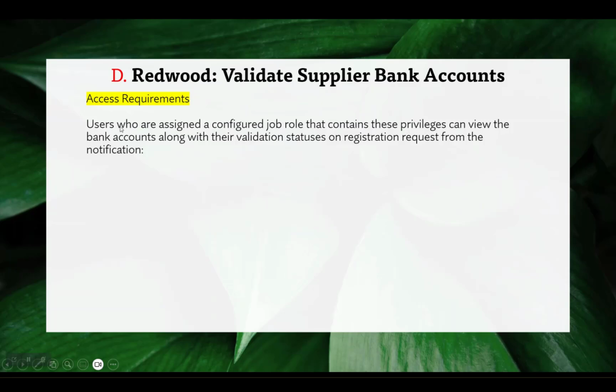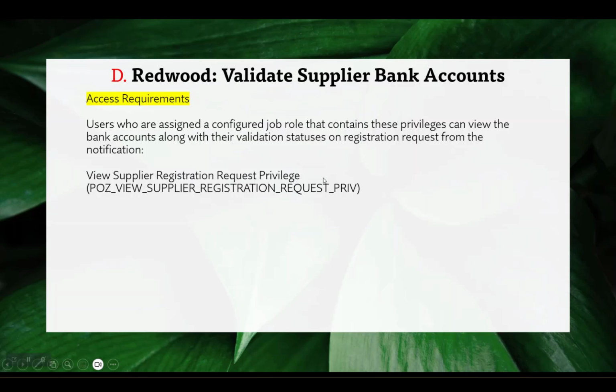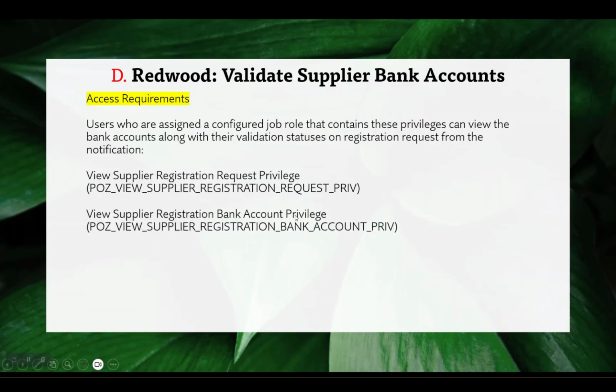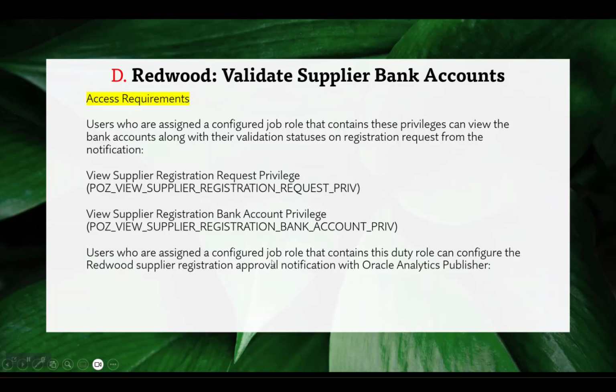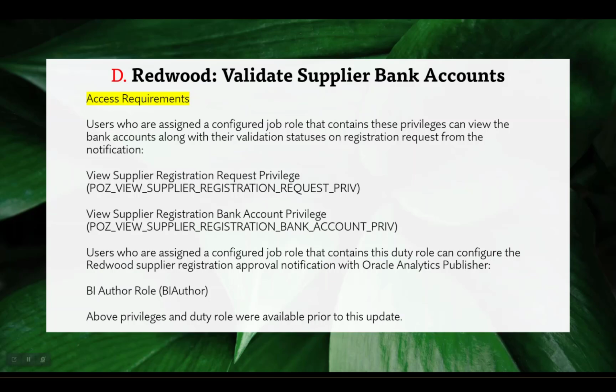Access requirement: a user with a job role that contains this privilege can view the bank account with validation status on the registration request from the notifications: view supplier registration request privilege and view supplier registration bank account privilege. Users who are assigned a job role that contains this duty role can configure Redwood supplier registration approval notifications with Oracle Analytics Publisher BI author roles. The above privilege and duty roles were available prior to this update. It's already there, either in your update 25B or whatever.